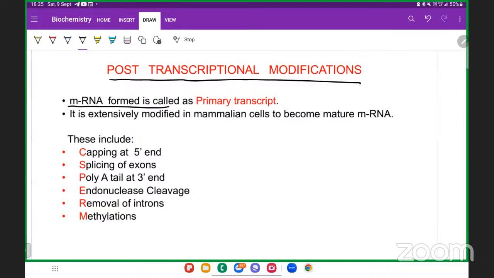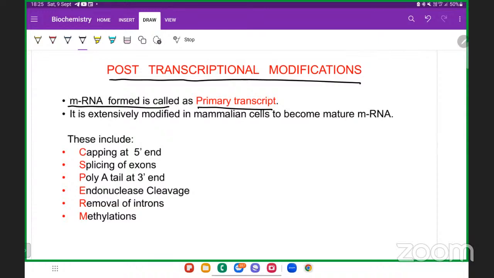You call it the primary transcript. Now you have an mRNA precursor that is called the primary transcript. But it doesn't have capping or adenylation. Capping and adenylation you need for stabilization of your RNA. So for stabilization of RNA, you need to do some post-transcriptional modification. That is what we are going to see.